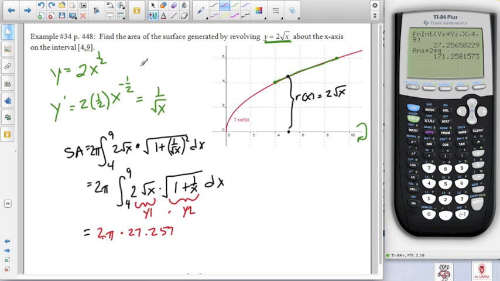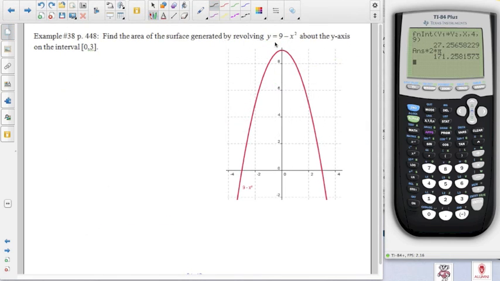So the surface area for this revolved function from 4 to 9 is going to be approximately 171.258, again rounding to 3 decimal places, square units. Remember, it's area, so it's square units.